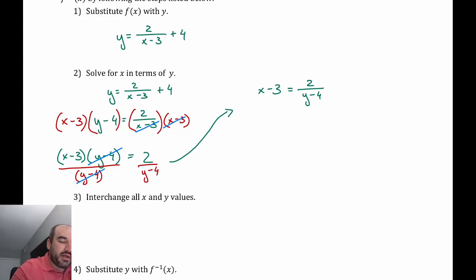And finally, we want to get rid of this minus 3. So how do we get rid of that minus 3? Add 3 to both sides. Good. So we'll end up with x equals 2 over y minus 4 plus 3.